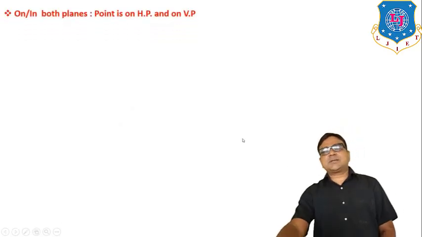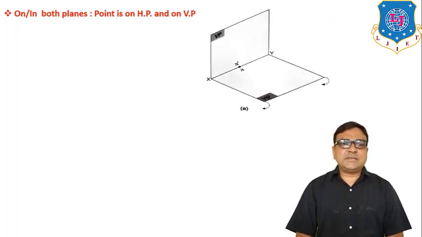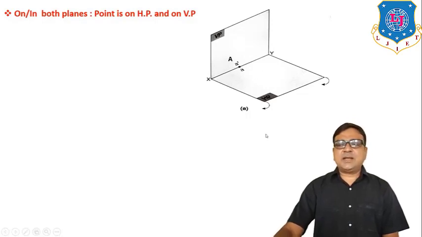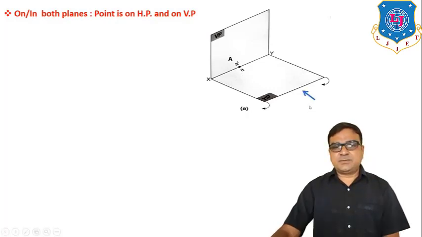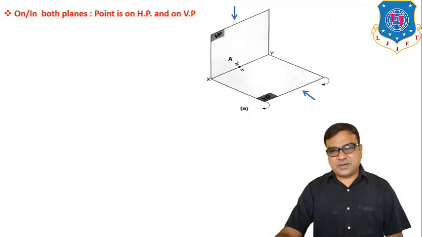Now our last case of the position of the point is on HP and on VP. So with the horizontal plane and vertical plane, our A is exactly on the XY line, because the XY line is the intersection of the horizontal plane and vertical plane. So when you observe from the front, the projection of A on the vertical plane is A dash, and from the top the projection of A on the horizontal plane is denoted by small a. So the front and top views of point A are both at the same position on XY.